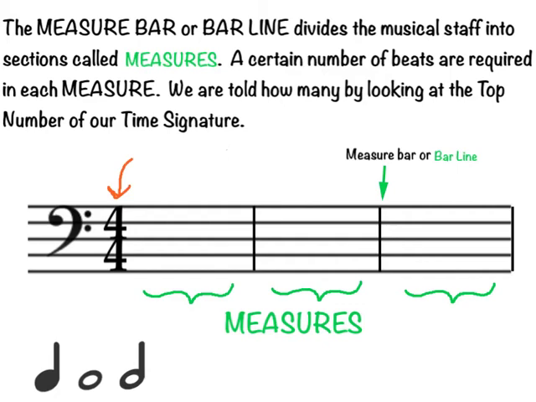So in this time signature, we have how many beats in this measure? There are 4 beats in each measure. You are correct. So we can put 4 quarter notes: 1, 2, 3, 4 in one measure, and that will be equal to 4 beats.